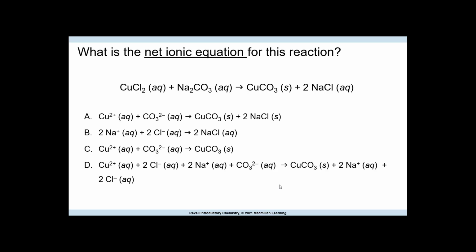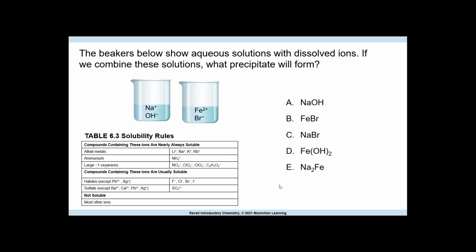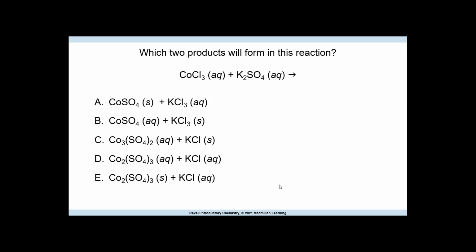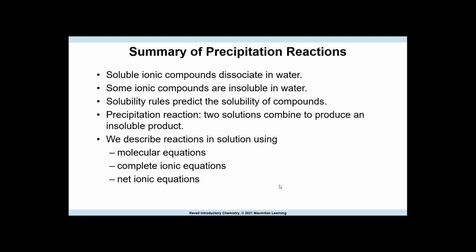So I'm just going to jump to the answer because this is something you're going to have to learn how to do. And the beakers below show aqueous solutions with dissolved ions. I put a lot of examples on here for you. If we combine these solutions, what precipitate will form? So when you look, you can check and see which ones of these are going to form. If you can visually match these together, you're going to see it's going to be iron(II) hydroxide. Which two products will form in this reaction? So this is where you switch dancing partners, and then you look at the solubility chart, and I'm just going to give you that information.